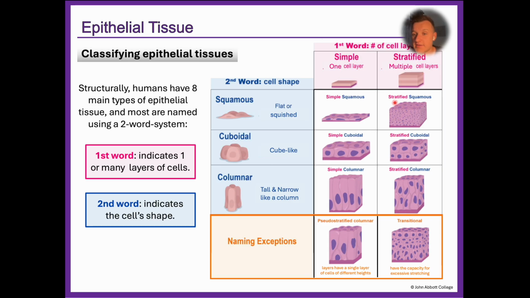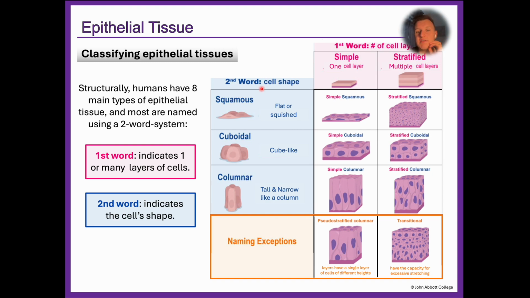Here it's stratified. So stratified squamous, many, stratified because there's many layers. 1, 2, 3, 4, 5, 6, 7, 8, right? Here's stratified because there's these 2 layers over here that you see. It's more than one, right? And stratified here, you see 2 layers also. It's more than one. So the first word that you put in the naming is either simple or it's stratified, depending on if it's one layer or more than one layer.